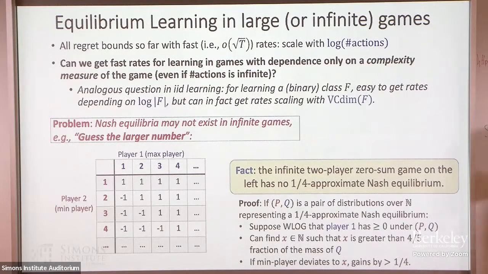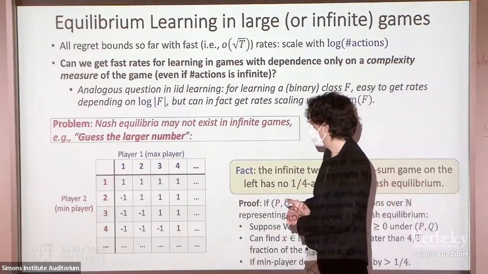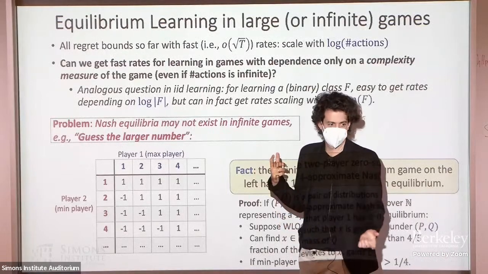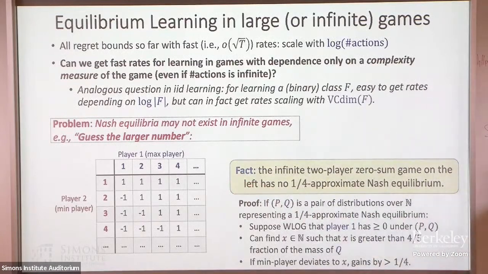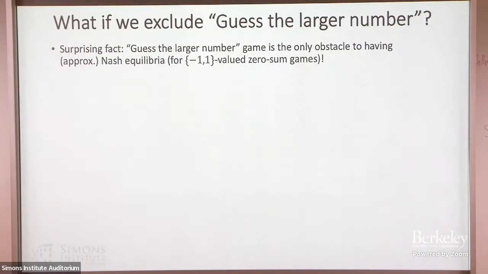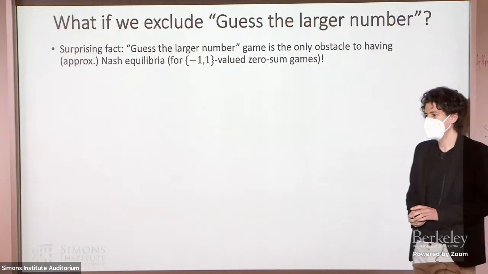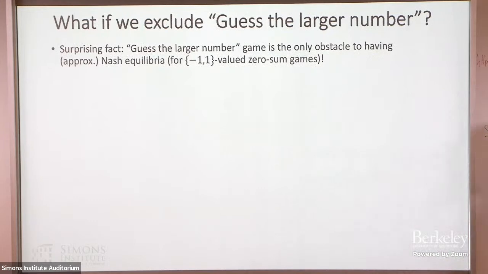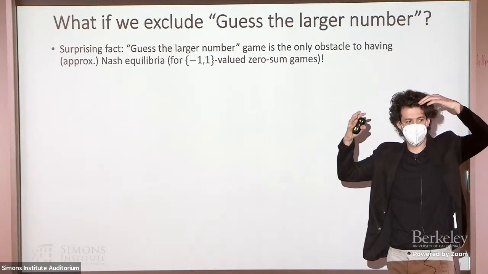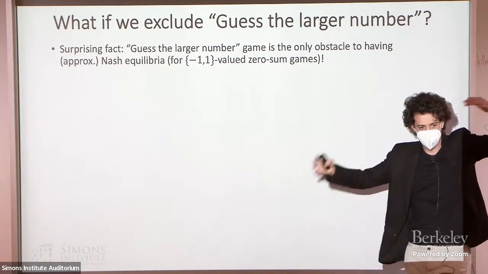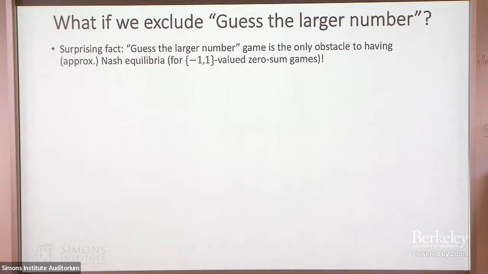So what am I going to do? I'm thinking about infinite games, and even when the game has a countable number of strategies and it's 0-sum and 2-player, I lose equilibrium. So, a surprising fact: this guess the larger number game is the only obstacle for equilibrium existence in 2-player 0-sum games. Any 2-player 0-sum game with potentially uncountably infinite actions for the two players, if it does not contain this guess the larger number game, then it will have a min-max equilibrium. And actually the min-max theorem will hold.